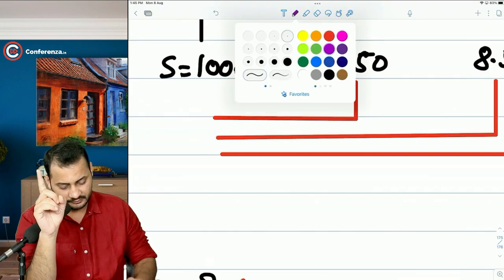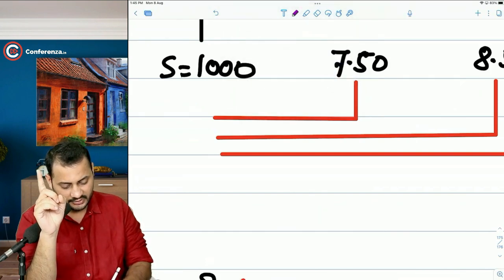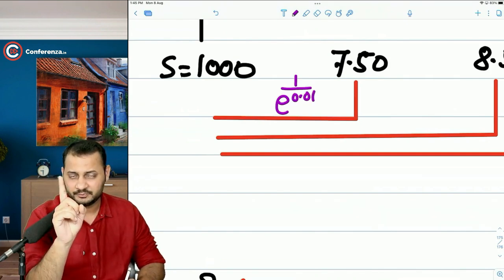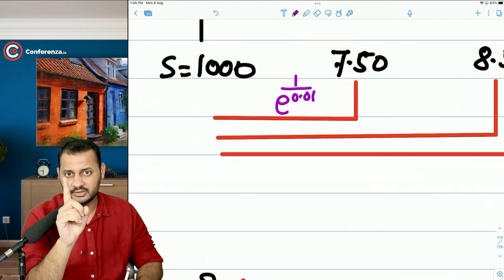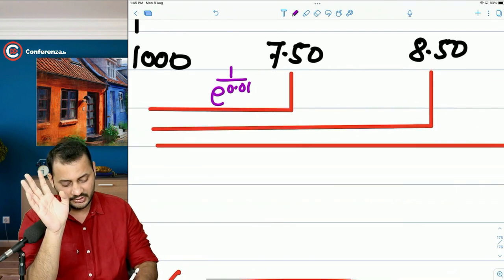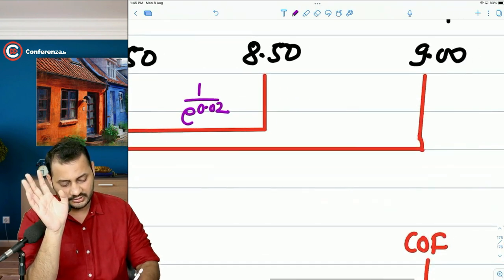It's very simple. 7.5 will be discounted by 1 divided by e to the power 0.01. 1% for 1 month. So e to the power 0.01, because we have to discount it by 1 month only. This is nothing but 1 divided by e to the power 0.02. This is nothing but 1 divided by e to the power 0.03.